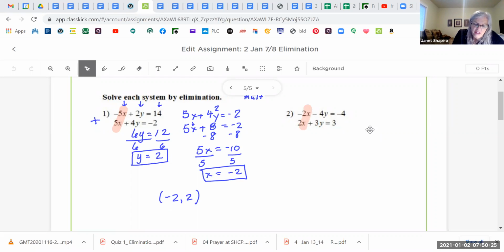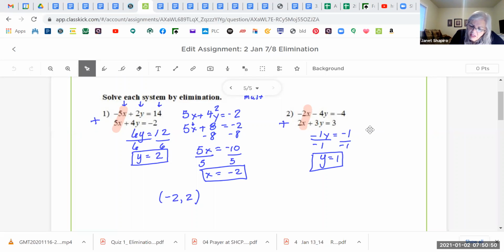Again, as I look, I notice that my x's are the opposite of each other. So again, I will add. Sometimes it might be the y's that are opposite each other. This happens to just be the x's. And what I end up with is -1y equals -1. When I divide by -1, I get y is 1.